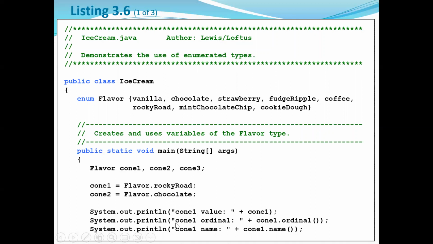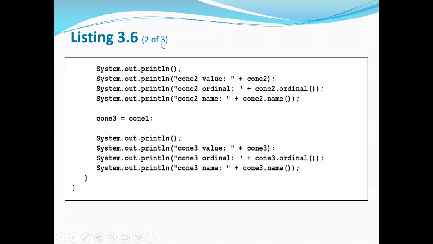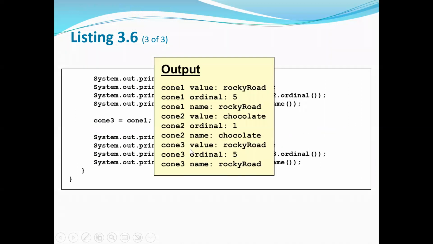Then also con1 ordinal, we want to print. So let's go to the next. Same thing, we print the con2 items. Then we again have con3, but we are assigning con1 data to con3. Then we print con3. So con1 and con3 should print the same output. So let's see the output here. First, we have con1. We can see we assigned Rocky Road. So Rocky Road was printed. And also the ordinal means the 5th position.